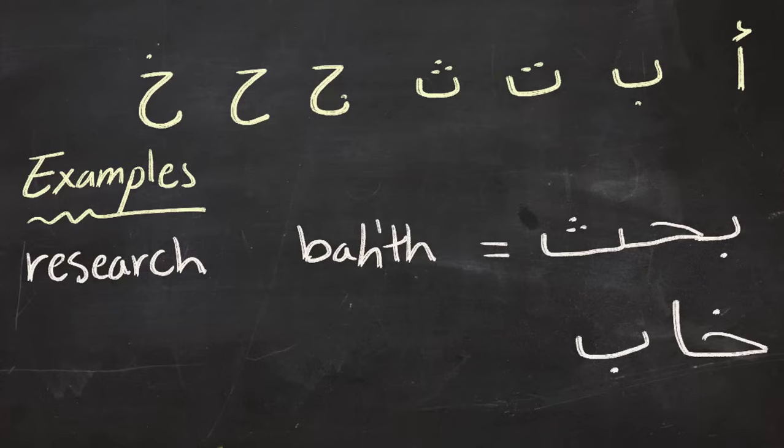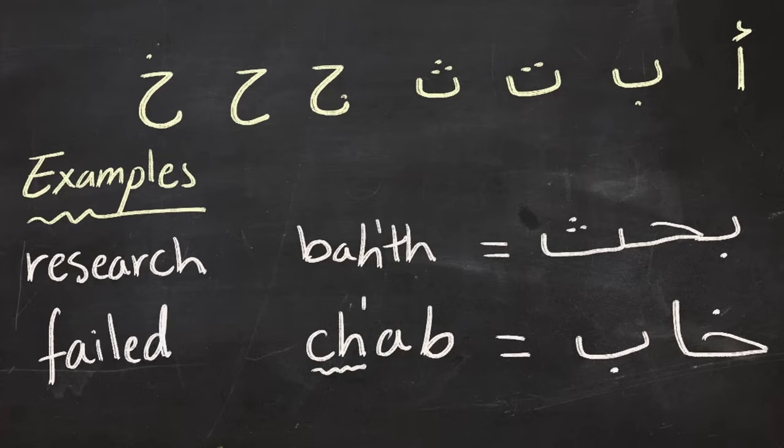Next is khab. Khab. Khab, remember the CH of the Scottish language, and khab means failed.